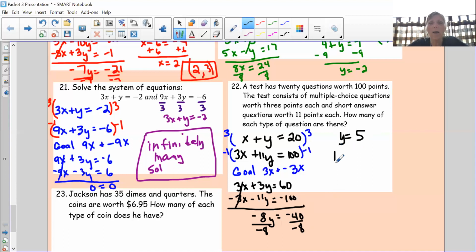And I'm going to say top because I'm going to use the top equation to solve for the x value. Now y is not y anymore, it is 5. So x plus 5 equals 20. And I already know that answer, it's 15, huh? Okay, minus 5 is x equals 15.